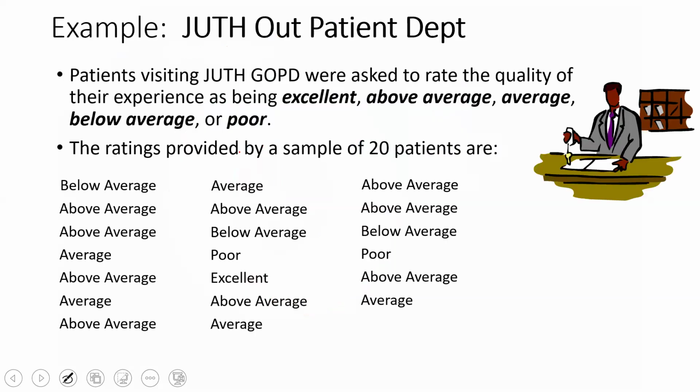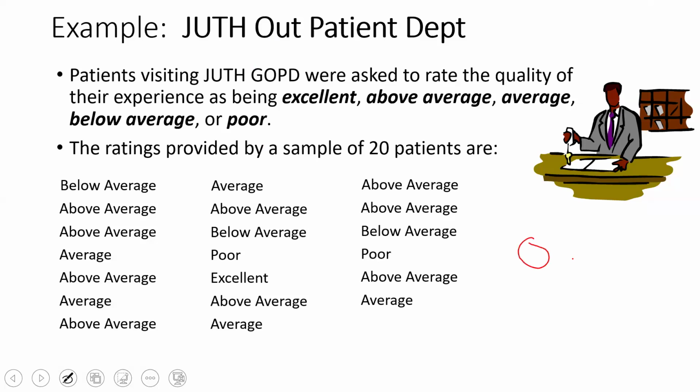And then I have an example here too. I'm based here in Jos, and JUT is the Jos University Teaching Hospital, and we have the general outpatient department where people just go for their health care. Patients visiting JUT were asked to rate the quality of their experience as either excellent, above average, average, below average, or poor. And as you can see, by virtue of this category, it is qualitative data.